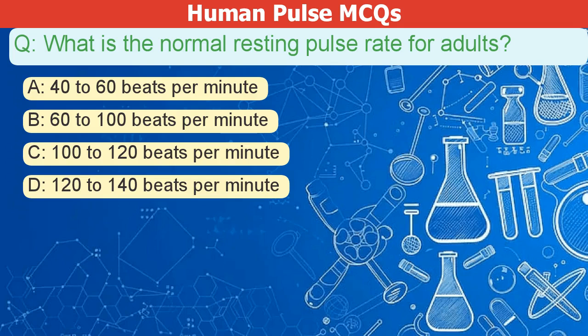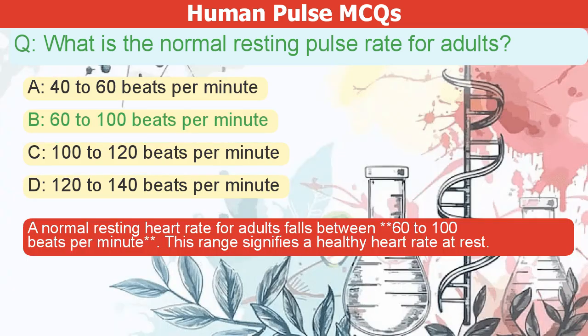What is the normal resting pulse rate for adults? A. 40 to 60 beats. B. 60 to 100 beats. C. 100 to 120 beats. D. 120 to 140 beats. The correct answer is B. A normal resting heart rate for adults falls between 60 to 100 beats. This range signifies a healthy heart rate at rest.